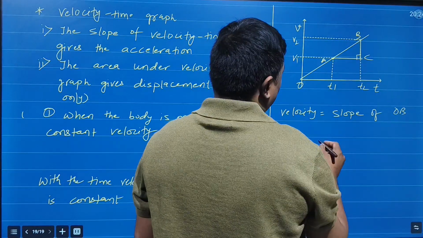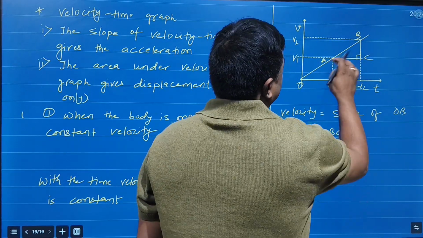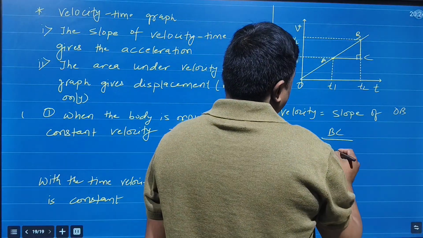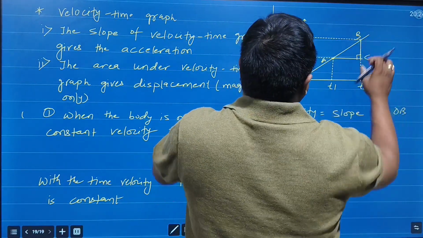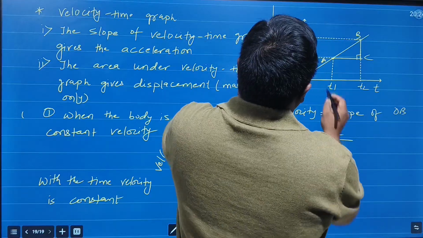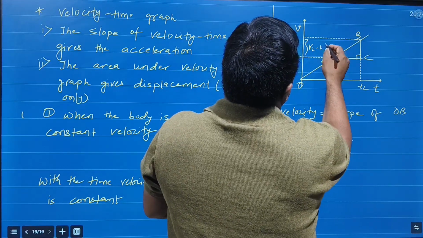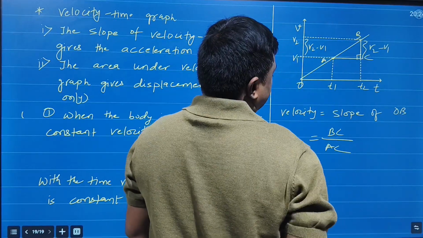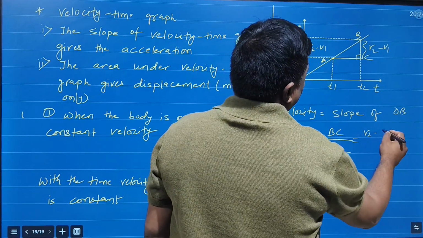So how do you find the slope of OB? That is the opposite side of this triangle. Any right angle triangle you can take, so BC by AC. How will we get BC? This is V2 and this is V1, so this distance is V2 minus V1. Similarly, this is V2 minus V1 by AC.